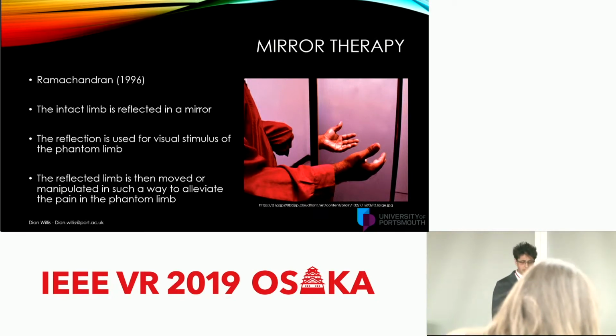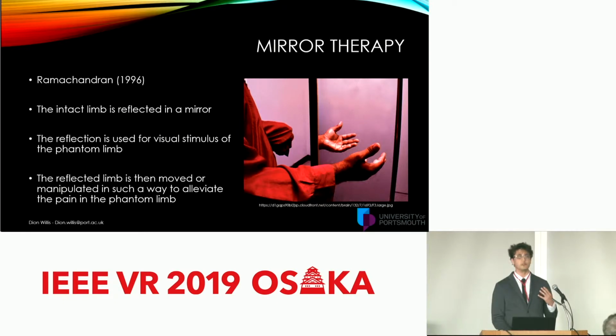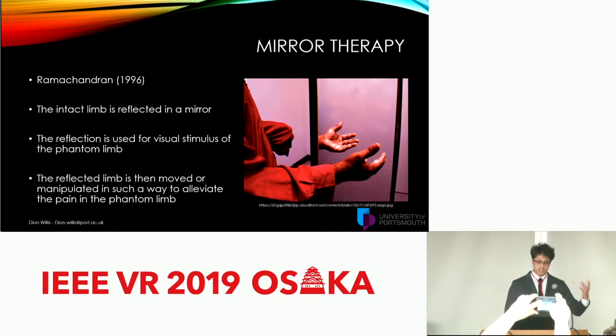So in 1996, Ramachandran created the mirror box therapy. In mirror box therapy, someone will put the intact limb in front of a mirror, and their reflection is superimposed onto the phantom limb. And so someone can actually move the limb around, and this superimposition will make it look like the phantom limb is moving in a predictable way. And a clinician can sometimes go in and manipulate the hand, so massage it or scratch it, in order to alleviate this pain or discomfort that the amputee is feeling.